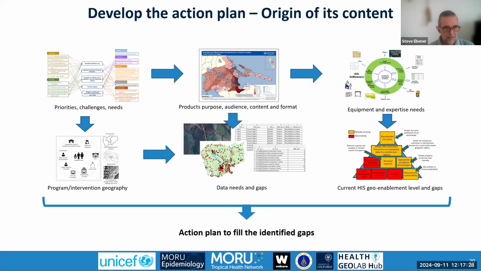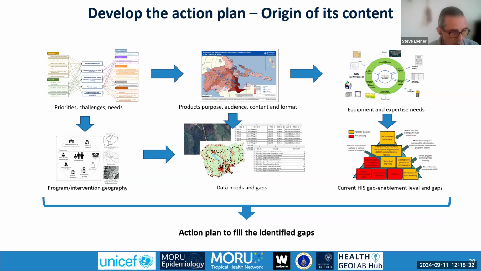All the information that goes in the plan comes from all the information that has been collected and identified from the beginning of the process, right? And you might remember, during the first and the second module, we looked into this and how the HIS geo-enablement level assessment questionnaire is used to identify priorities, challenges, and needs of the different programs and interventions in the Ministry of Health, how this information also serves as the starting point to identify and document the geography of each program and intervention, and also serves as a starting point to define the GIS-based products that should be developed in order to support planning and decision making.